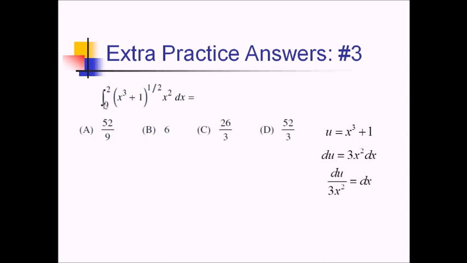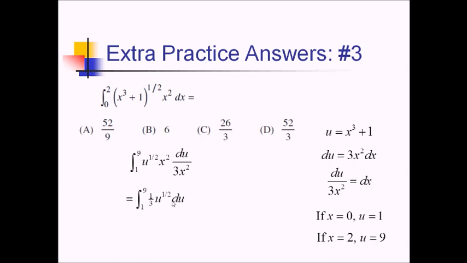Next, these x values have to become u values for me to replace all these things. So if x is 0, u is going to be 0 cubed plus 1, so 1. If x is 2, then u becomes 2 cubed plus 1. 8 plus 1 is 9. So then I have the integral from 1 to 9 of u to the 1/2 power times x squared du over 3x squared. And then these x squareds are going to cancel, so that's 1/3 u to the 1/2.